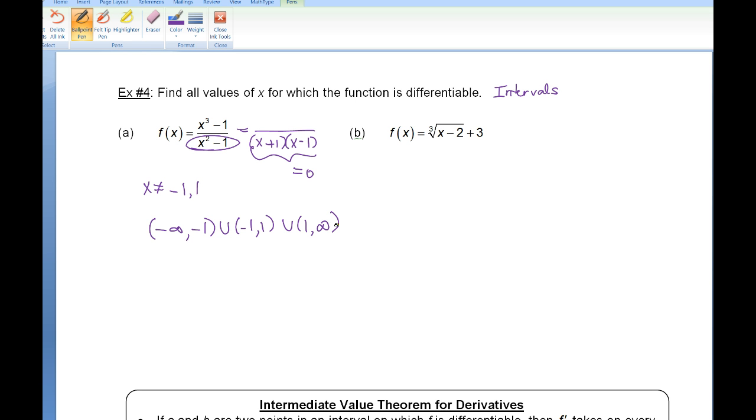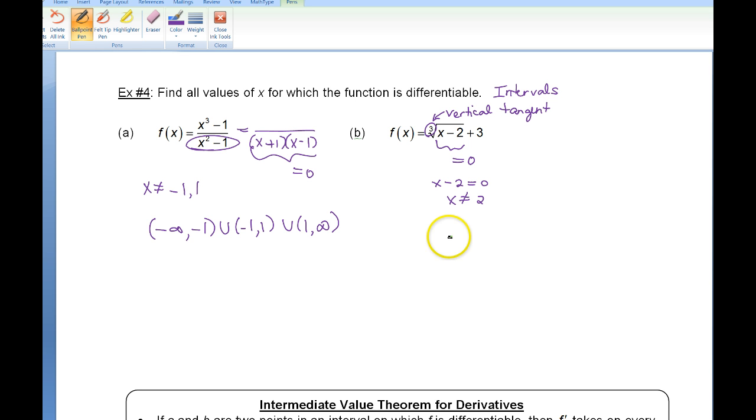Okay, how about the next one? So I see a cube root. Basically, if I set what's inside the cube root equal to 0, that's going to give us, remember what cube roots give us? Those were vertical tangents. So if I set x minus 2 equal to 0, basically we're saying x can't be equal to 2. And right at x equals 2 is going to give us that vertical tangent.